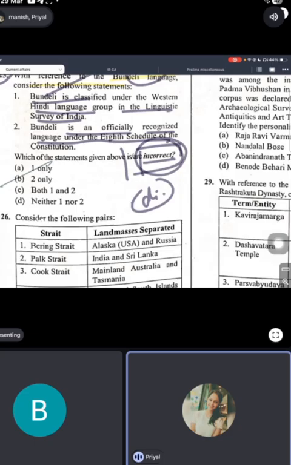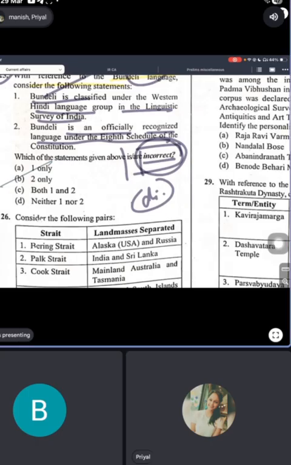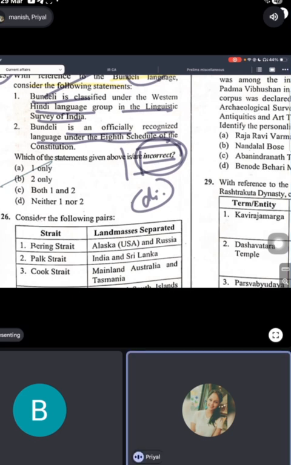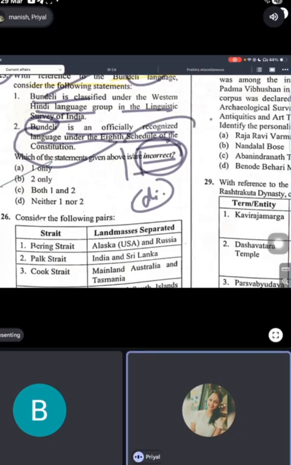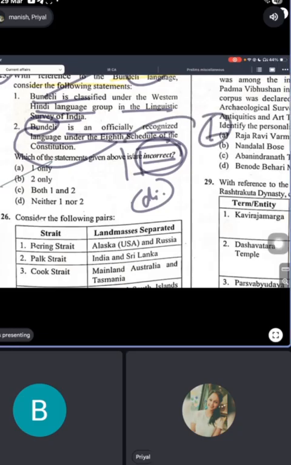Hindi is the language, and a dialect is a way of speaking. It means a fragmented form of the language. This is called a dialect, like a local or regional language. So see, Bundeli is just a regional language, guys. How can a regional language be classified in the 8th Schedule, because only major languages are there? So statement 2 is wrong.